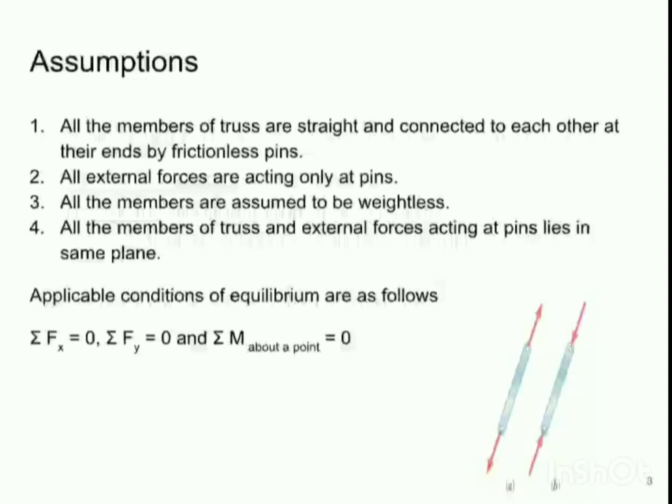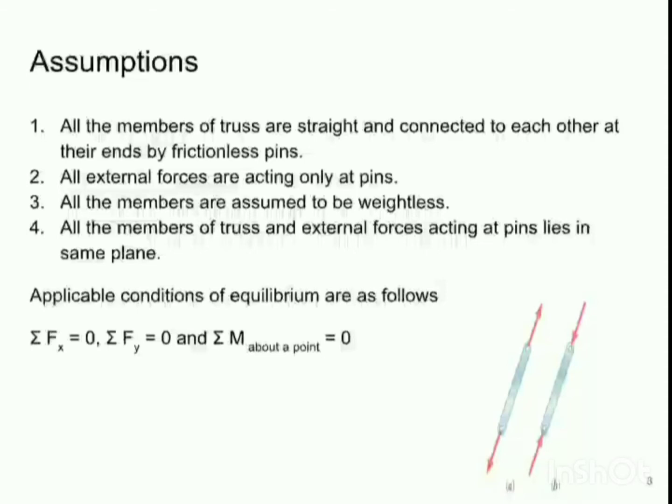Assumptions. For analyzing the truss, we need to make a few assumptions which will help us in analyzing the truss quickly and easily. So let us see what are the assumptions. First, all the members of the truss are straight and connected to each other at their ends by frictionless pins. So all the members, they are straight and they are connected to each other at their ends. There won't be any connection in the center of the member.